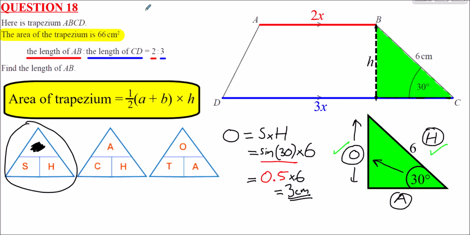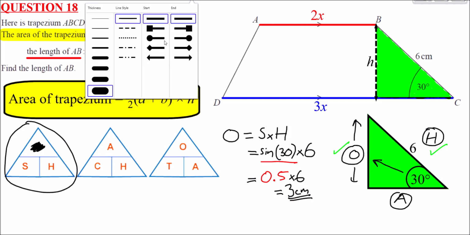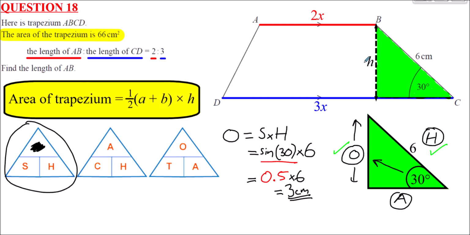So what we can do now is we can actually just switch out the H and pop in what H actually is. H is 3. We can now shove in what we need into the equation of the area of a trapezium, because now we've only got one unknown thing, which is this x, because we know what the height is and we know the area of trapezium because we're told it is 66.